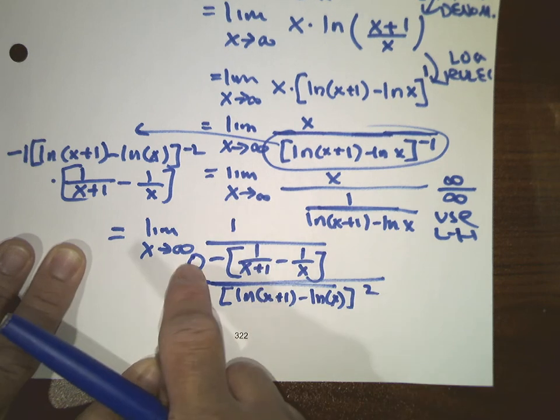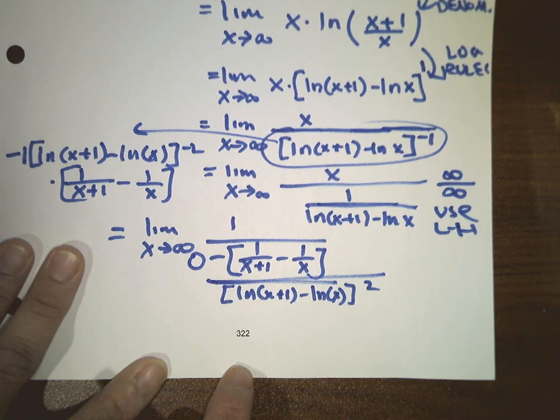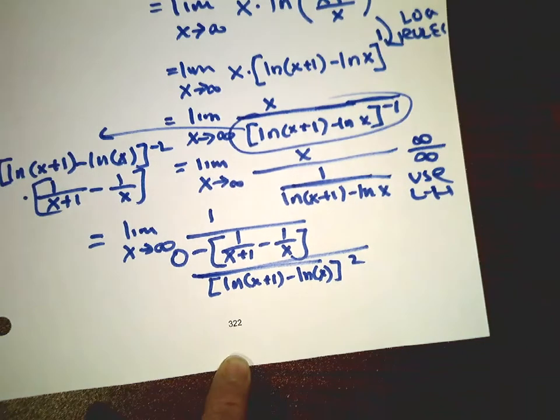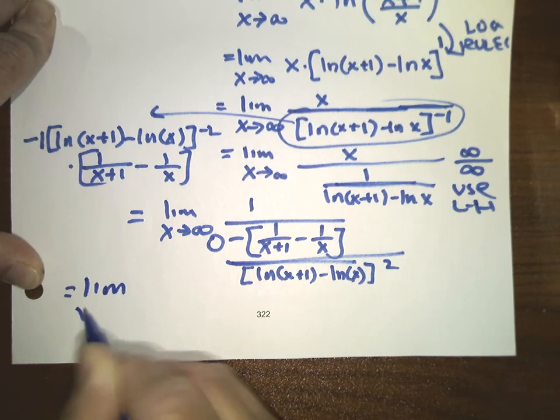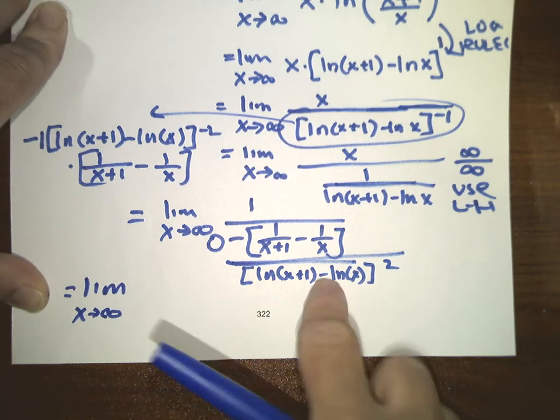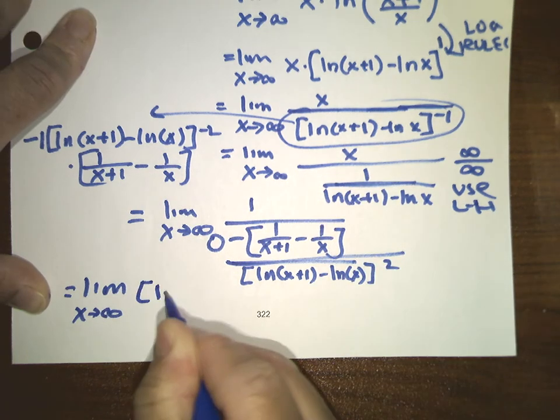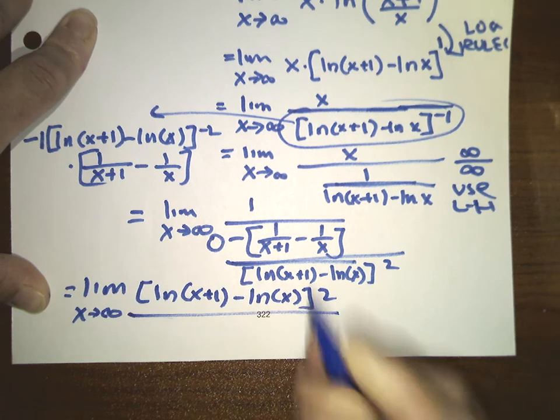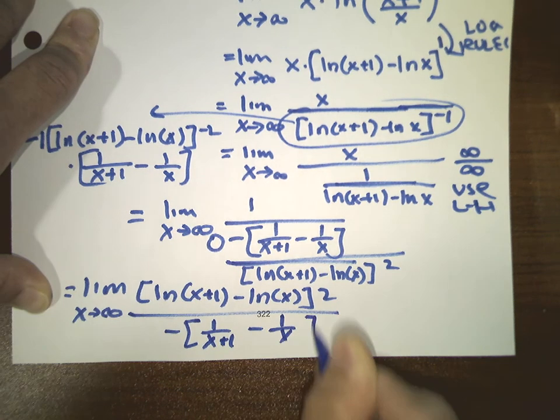And so then it would have been 0 minus this all over the denominator squared anyway. So, all right, what is this going to be now? Well, if I multiply by the reciprocal here, I have the limit as x approaches infinity, and so this denominator is on the numerator now, so I have natural log of x plus 1 minus natural log of x, all squared, all over the negative 1 over x plus 1 minus 1 over x.